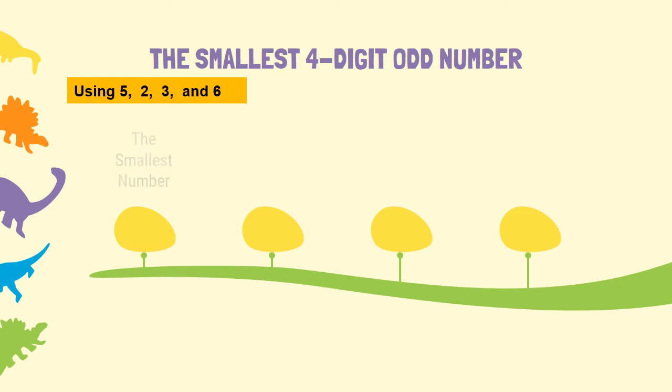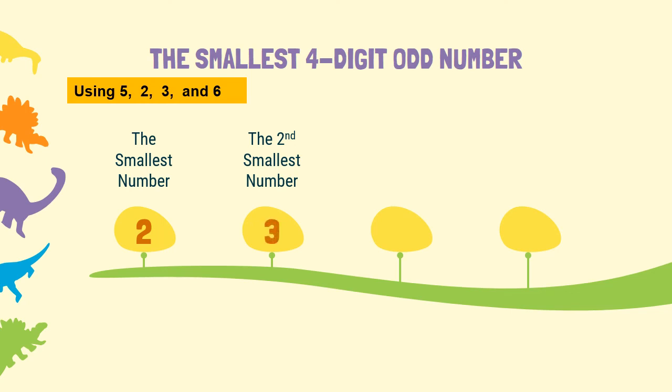The question asks about the smallest. So, for the first digit, the thousands place, we must put the smallest number here: 5, 2, 3, and 6. Which one is the smallest number? Of course, 2. So we put 2 here. And next, we go to the hundreds place. We must put here the second smallest number. After 2, which number is the smallest? 5, 3, or 6? Of course, 3. So we put 3 here.